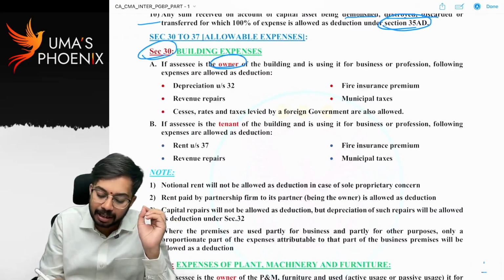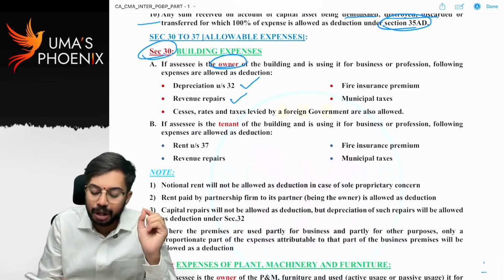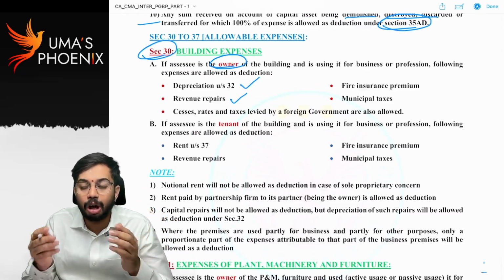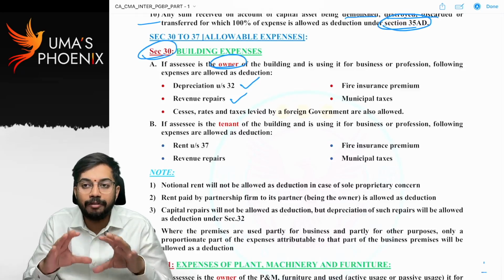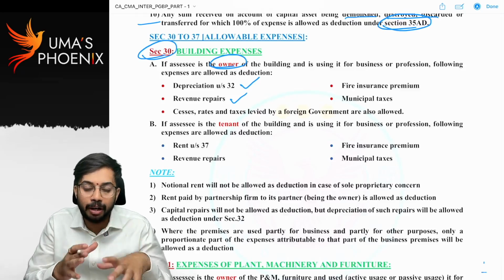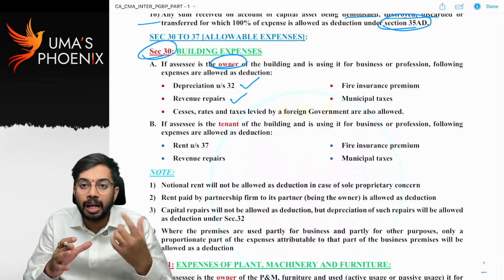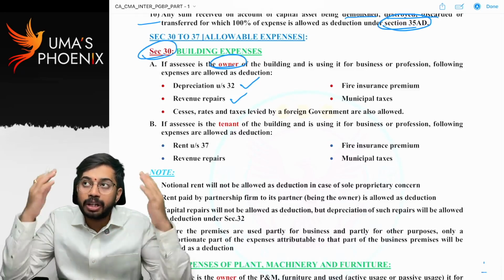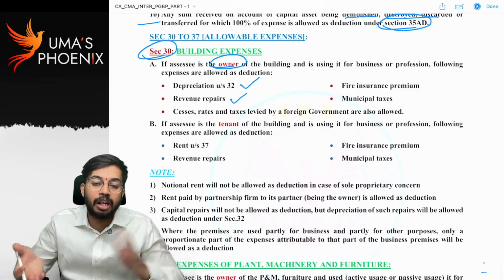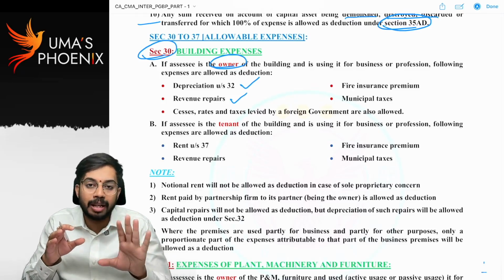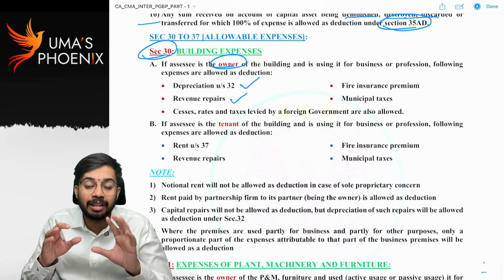What are the expenses? Depreciation, revenue repairs. Revenue repairs means what? Normal repairs, where the benefit lasts for a shorter period of time. If I do capital repairs, that means what? I demolished this entire room and reconstructed a new room. That you cannot call repairs, you should call it reconstruction.